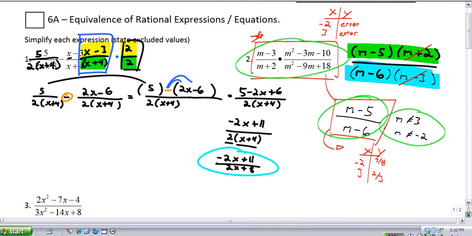Well, you say, what about 6? Okay, well, if you plug 6 into this guy or 6 into this guy, you're going to get error. Okay? So they have that in common. We don't need to specify that.